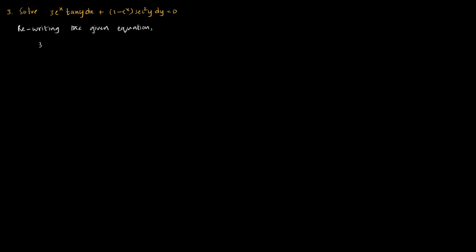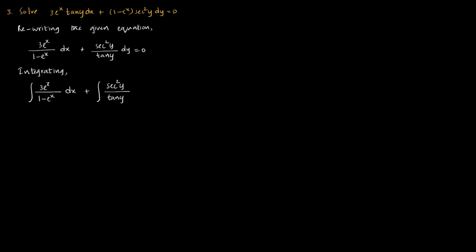The third example: solve 3 e to the power x tan y dx plus (1 minus e to the power x) secant square y dy equals 0. Rewriting the given equation, 3 e to the power x by (1 minus e to the power x) dx plus secant square y by tan y dy equals 0. Integrating, integral 3 e to the power x by (1 minus e to the power x) dx plus integral secant square y by tan y dy equals c.